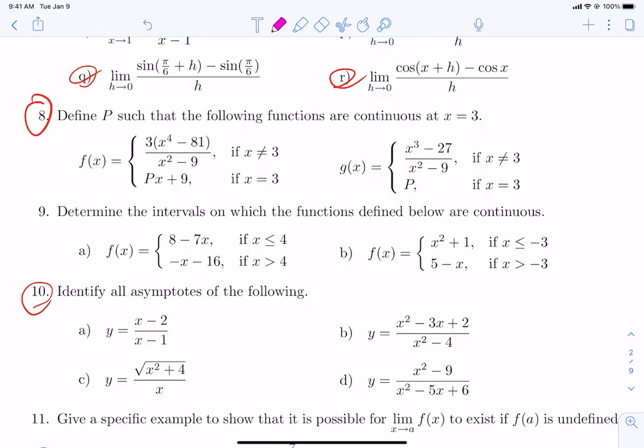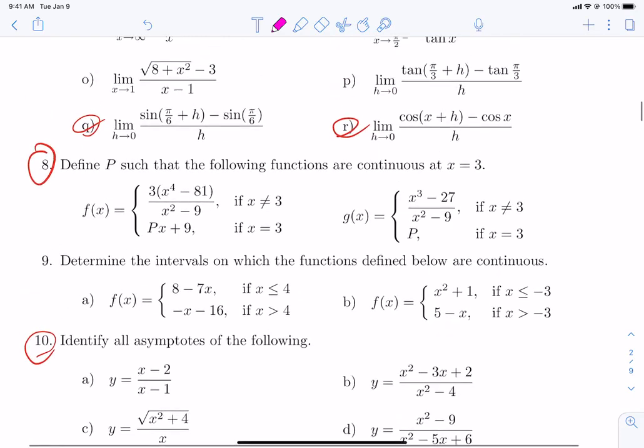Now let's look at 7, Q, and R. You can even lump P in there. They're all the same, those ones. What I want you to recognize is that this is just the derivative. Yes, it's a limit, but we're not going to use the limit. We're going to use the shortcut we know as a derivative.